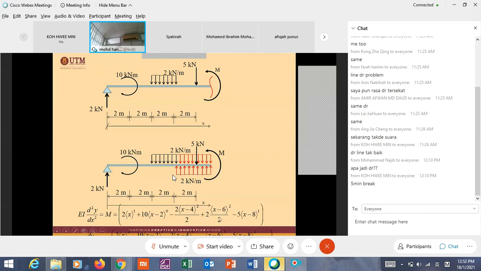Now 2x plus, this one x, plus 10 times (x minus 2), x minus 2 here. But this one is a moment. Moment you cannot integrate. So you put it 0.